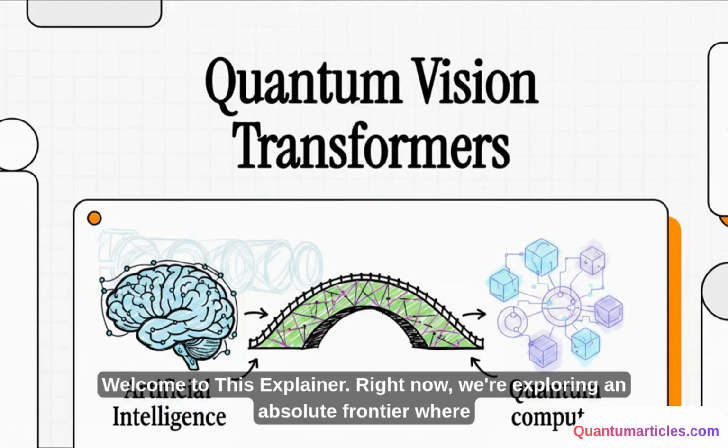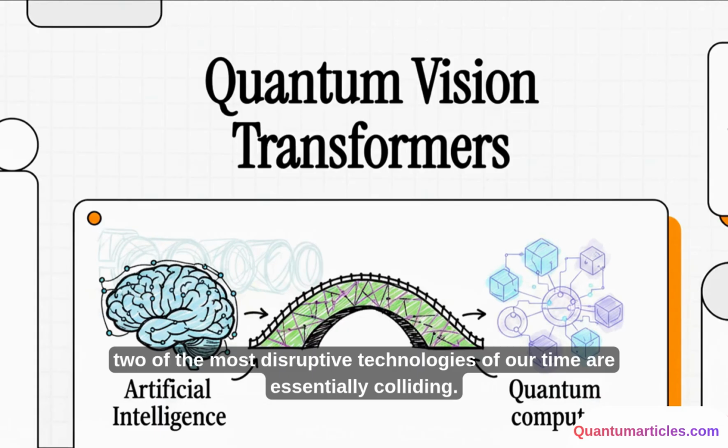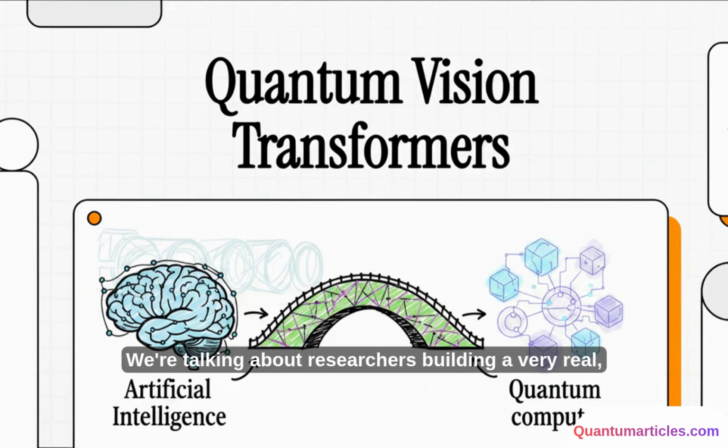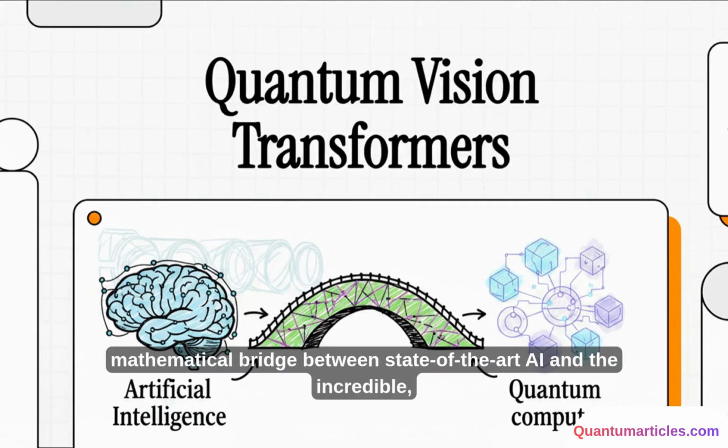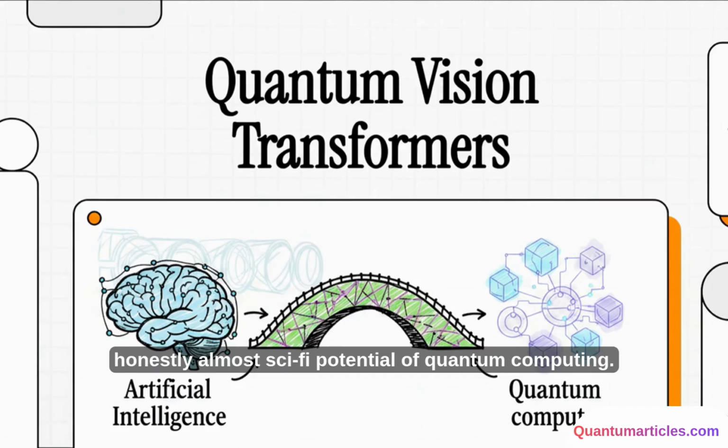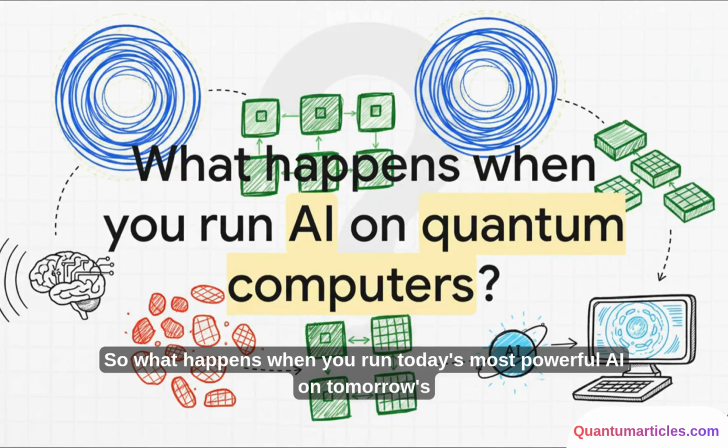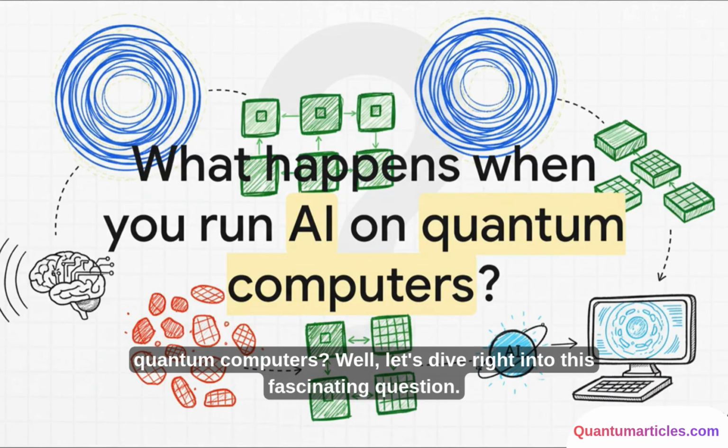Welcome to this explainer. Right now, we're exploring an absolute frontier where two of the most disruptive technologies of our time are essentially colliding. We're talking about researchers building a very real mathematical bridge between state-of-the-art AI and the incredible, honestly almost sci-fi potential of quantum computing. So what happens when you run today's most powerful AI on tomorrow's quantum computers? Well, let's dive right into this fascinating question.